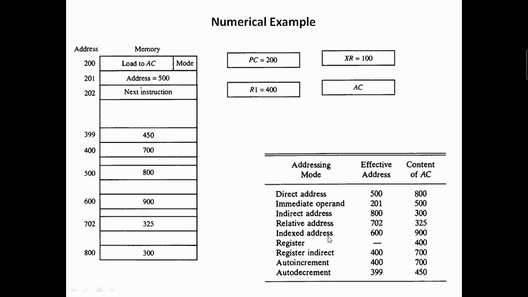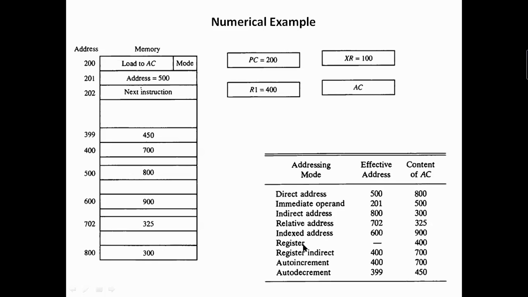If it is indexed address, in indexed address mode, we know we have to add the index register contents to the address. So 500 plus 100 means 600. So 600 will be the effective address. And what is at 600? It is 900. So the operand will be 900.